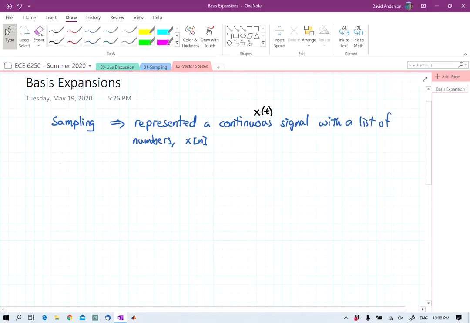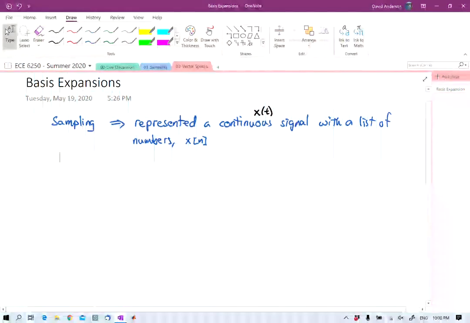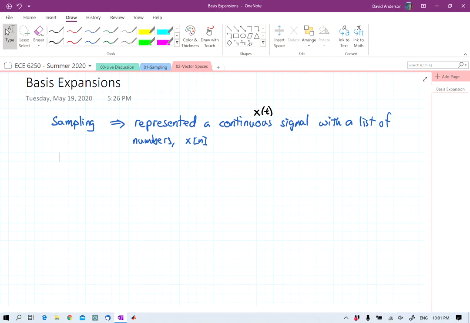Welcome back. When we finished our discussion last time, we were discussing sampling and the sampling theorem and implications and applications of that. And we found that sampling, we could sample a continuous time signal into a list of numbers, x of n, and perfectly reconstruct that continuous time signal, at least theoretically.